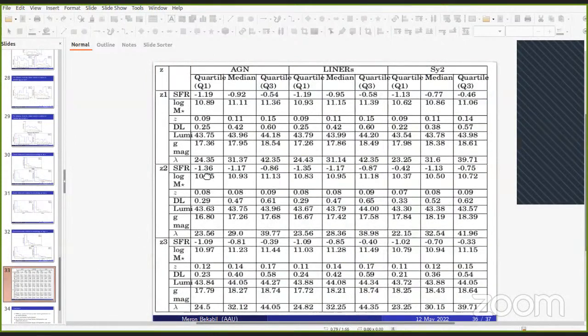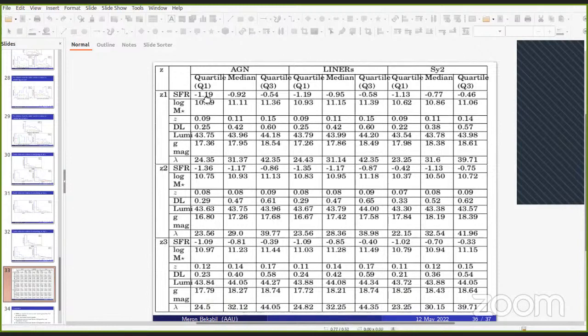Here is the summarized table that we get from our total analysis, taking into account the quartiles and median for AGNs, for LINERs, and for Seyfert, taking into account all the redshifts, and this one is for low redshift, and this one is for high redshift ranges.